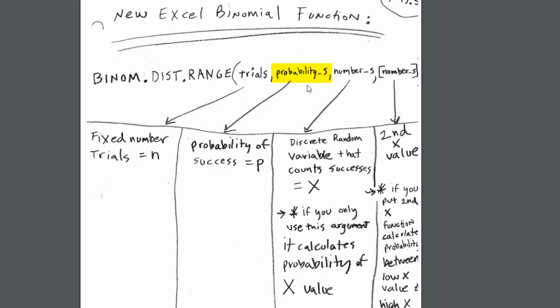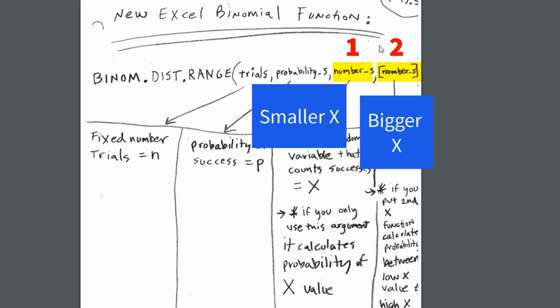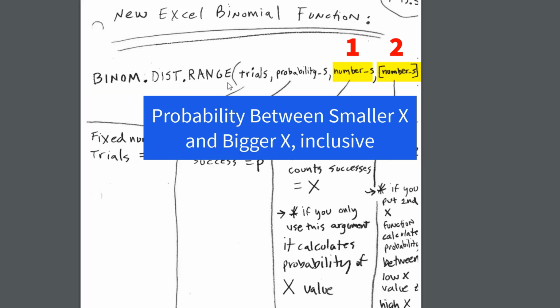Probability underscore s, that's the probability of success. And number underscore s, that's where we put our first x. If we put just one x in number underscore s, Binom.DIST.RANGE calculates the probability for exactly that x. But if we give it two x's, the smaller x and the bigger x, Binom.DIST.RANGE will calculate the probability between the two x values inclusive.